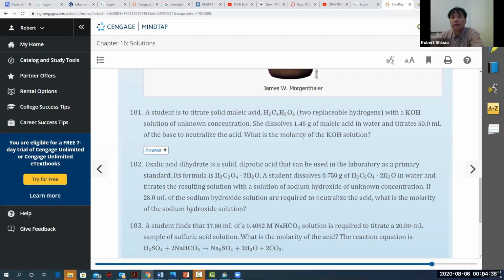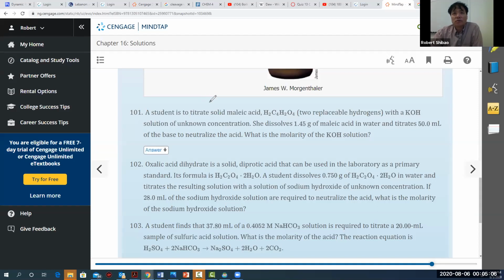A student is to titrate maleic acid. Maleic acid is a common acid, and it has 4 hydrogens. 2 of these are acidic, 2 are non-acidic, so these 2 will react. These 2 are bonded to oxygen, these 2 are bonded to carbon. So it gives them different reactivities. Hydrogens bonded to carbon are not acidic. With KOH. And so the equation for the reaction here, we can figure it out.